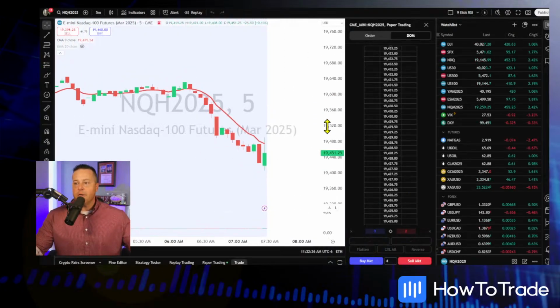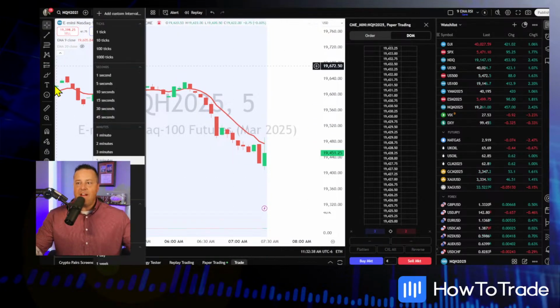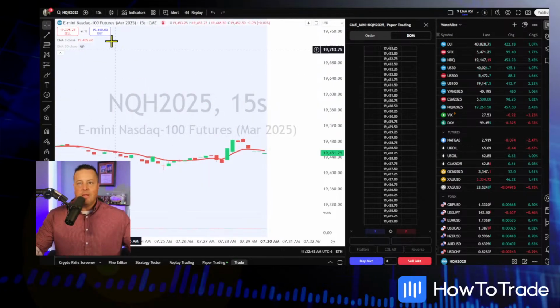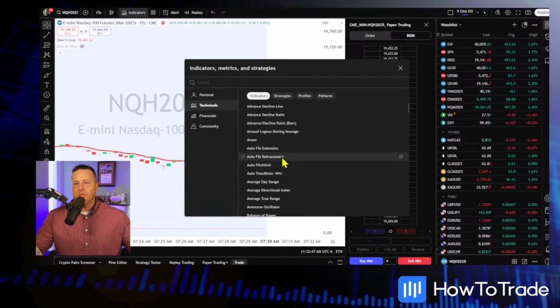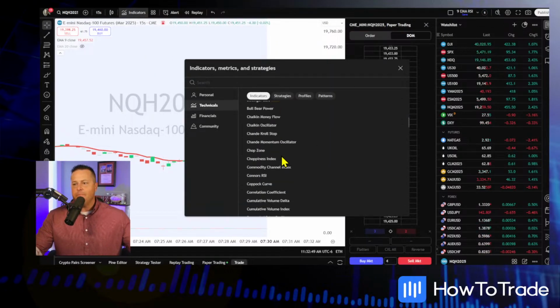Okay, here we go. Here's our 9 EMA layout. We don't want a 5-minute chart necessarily. We're going to go ahead and go down to our 15-second chart again. And we're also going to want to add our RSI. Absolutely imperative that we get this in there. RSI, please.